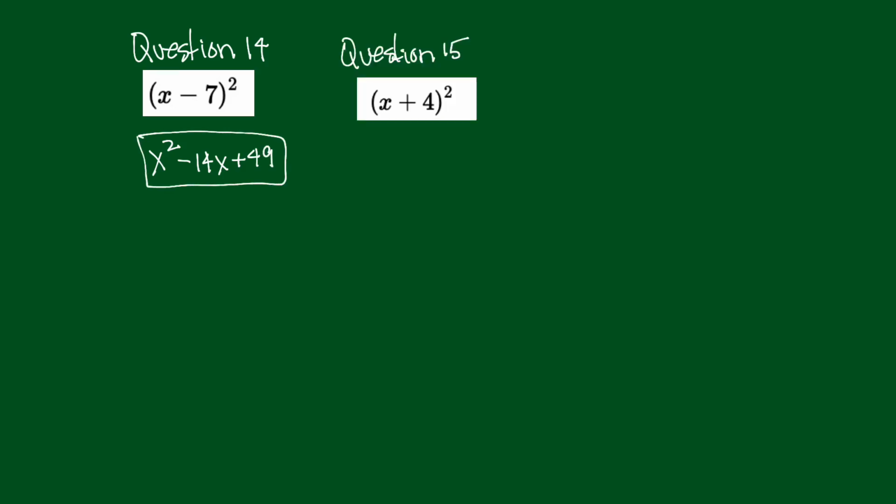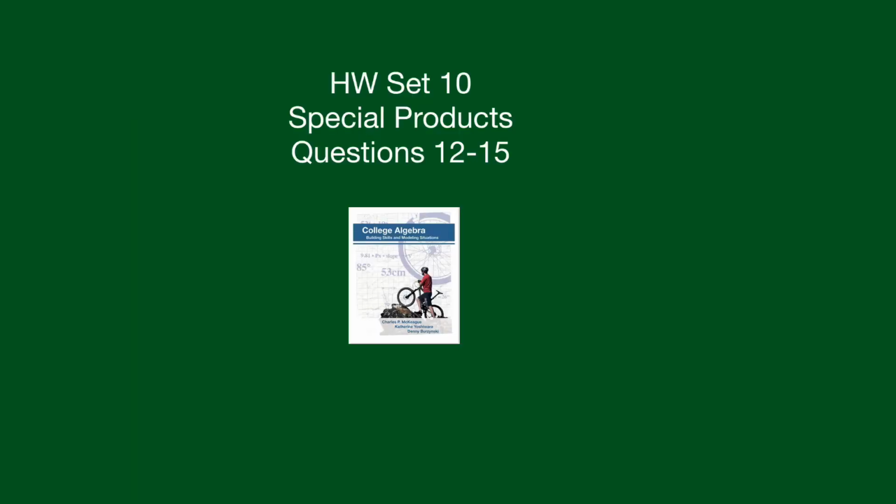Our last problem, number 15, asks us to square this binomial. Let's square the first, x squared, multiply those two together, 4x, and double it, 8x, and then square that last one. 4 squared is 16, and we are done. And that finishes our homework set 10.